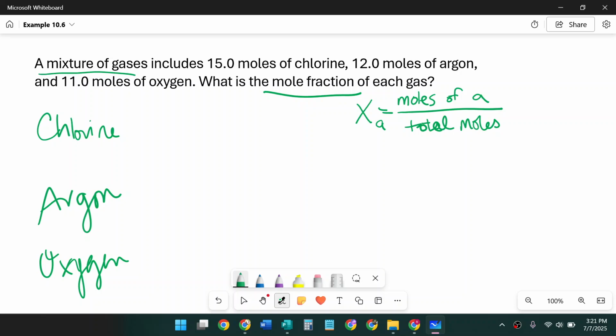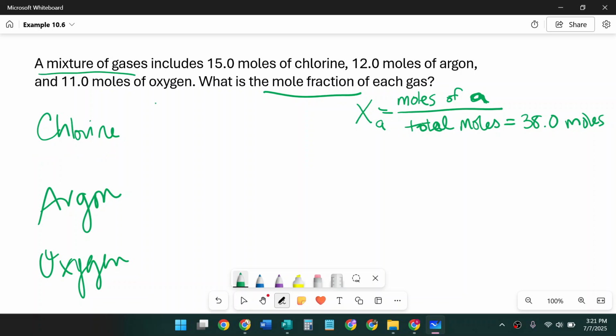So 15 plus 12 plus 11. These are all to the 10th place in precision, so our answer will also be to the 10th place. 15 and 12 is 27, plus another 11 is 38. So we have 38.0 moles. And then A just represents whichever one we're caring about. So first we care about chlorine.